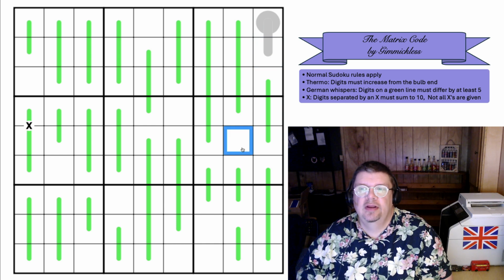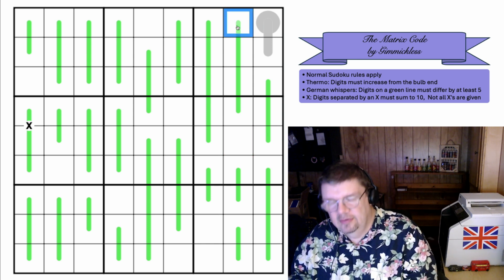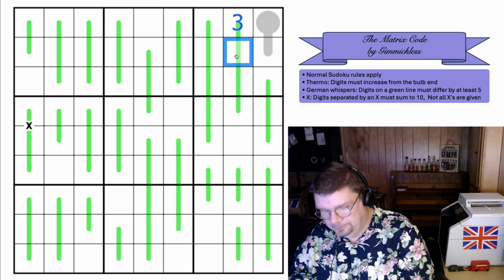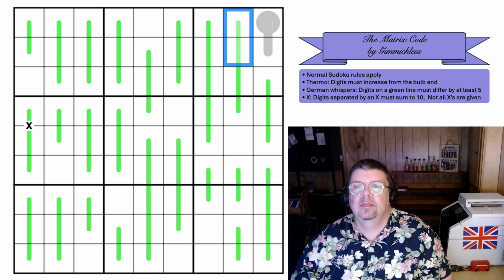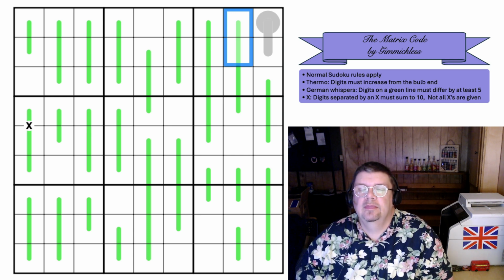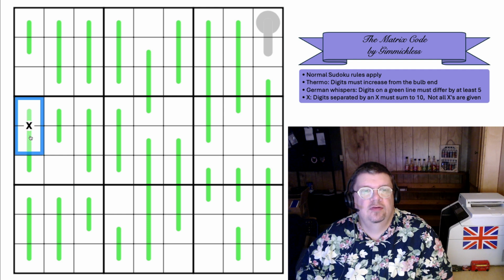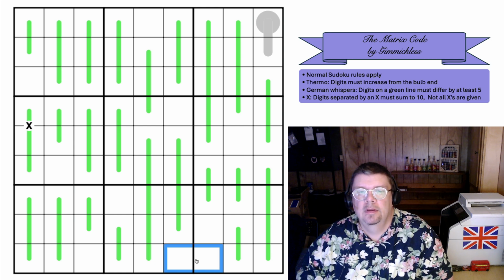German whispers: digits on a green line must differ by at least 5. So that's adjacent digits on the green line must differ by at least 5. So if this were a 3, this would have to be an 8 or a 9. Digits separated by an X must sum to 10. Not all X's are given. So these two digits will sum to 10, but these two could sum to 10 even though there's not an X there. That's all the rules.